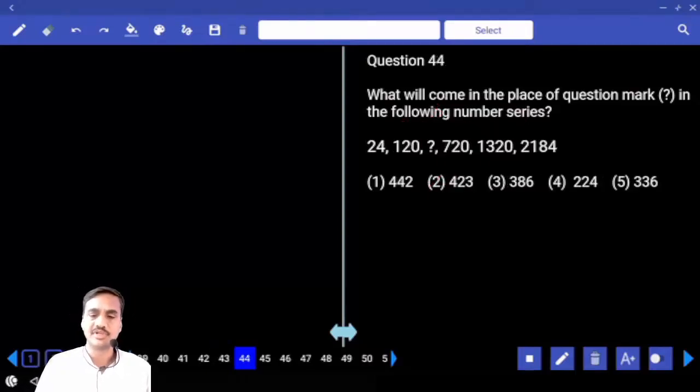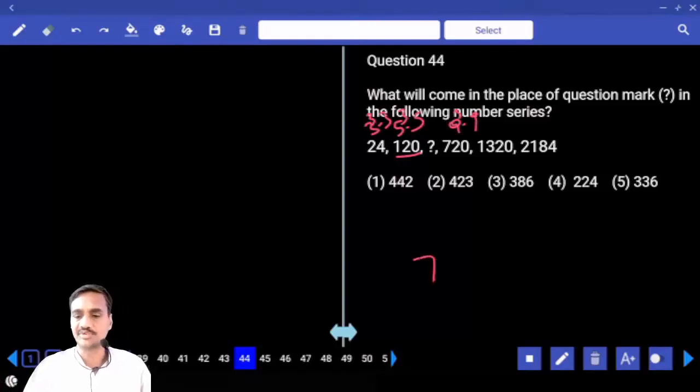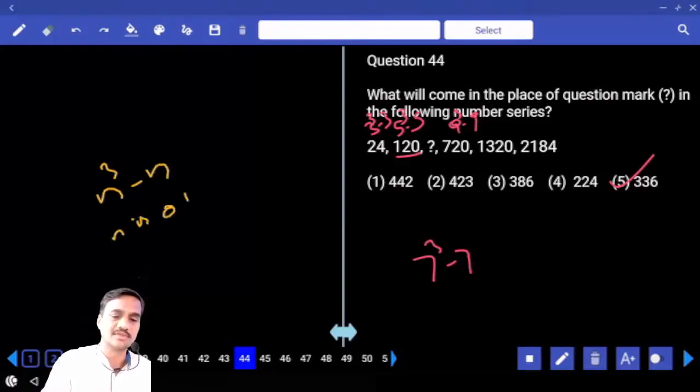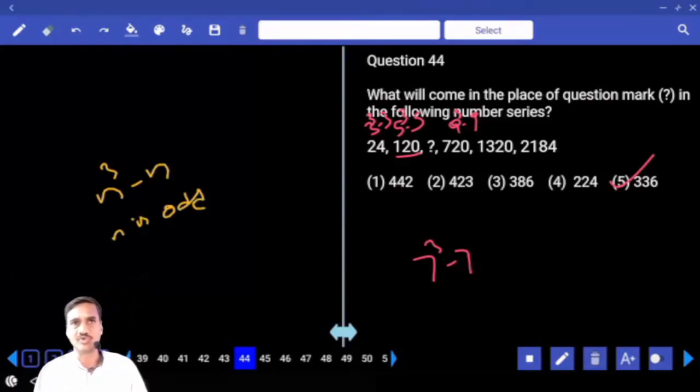And 44. 24, 120. Now 120 can be written as 5 cube minus 5. Now here 3 cube minus 3. Now here 9 cube minus 9. What is the number missing here? 7 cube minus 7, 336, that is choice 5. The given numbers can be written as n cube minus n, where n is odd. 3 cube minus 3, 5 cube minus 5, 7 cube minus 7, 9 cube minus 9 and so on.